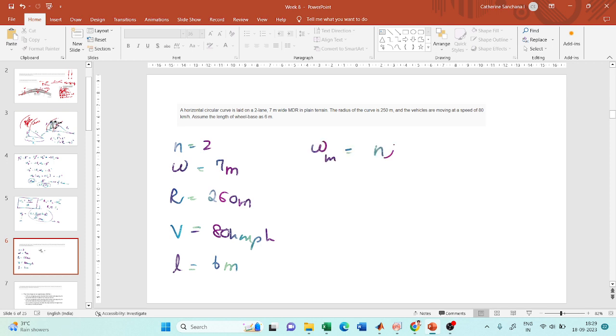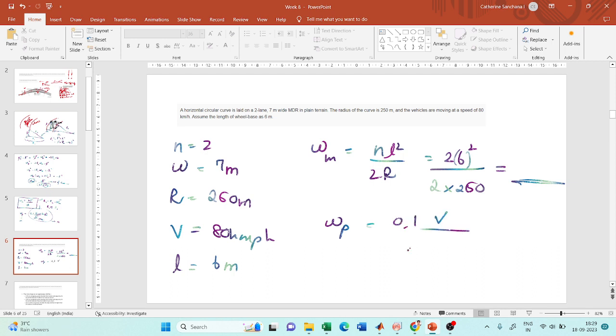It is nothing but nl square by 2R, which is 2 into 6 square by 2 into 250. And this is psychological widening, so you have to find out the value for this. Now what is psychological widening? We saw it is 0.1 V divided by root of R, where V is substituted in kilometers per hour and R is substituted in meters. So it is 0.1 into 80 kilometers per hour divided by root of 250.